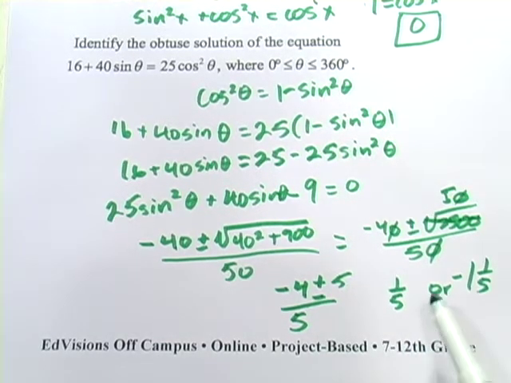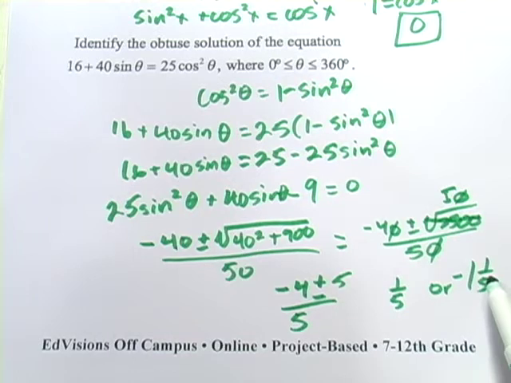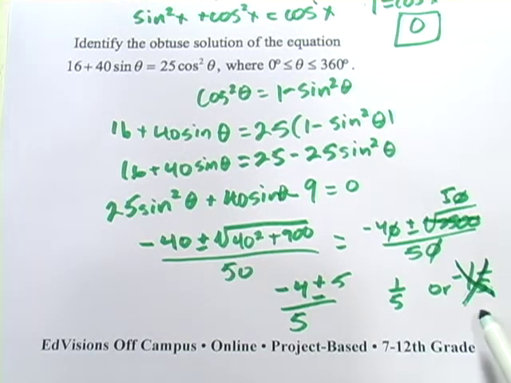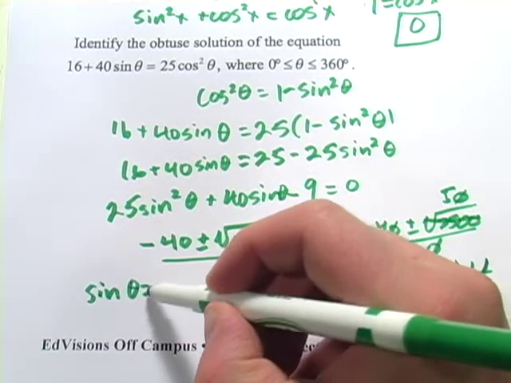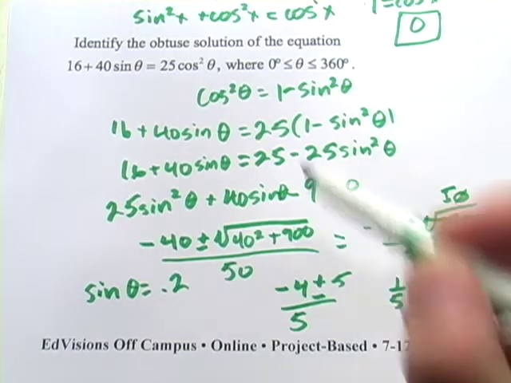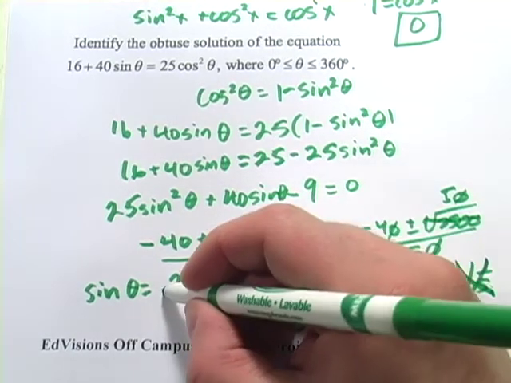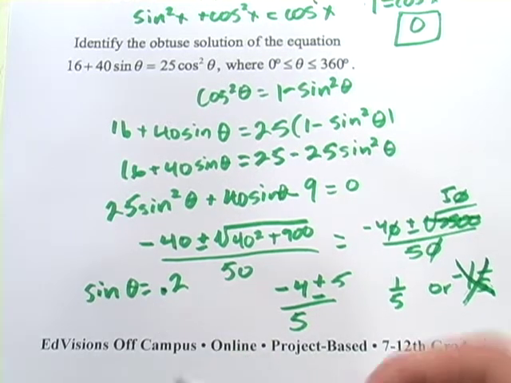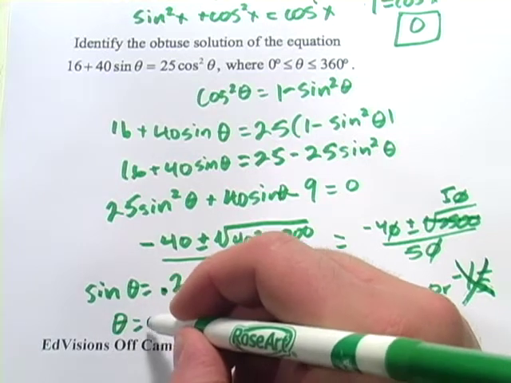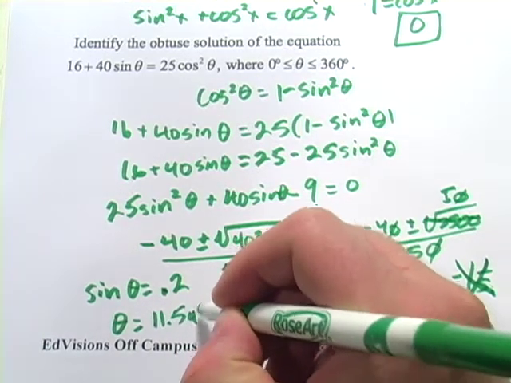But the sine function really only goes from negative 1 to positive 1. So this doesn't make sense, and we're going to toss it out. But we've got 1/5. That is what sine theta equals. I'm going to write that as 0.2 instead of 1/5. So sine theta equals 0.2. And if you plug that in your calculator, do an inverse sine, what you get is theta equals 11.54 degrees.